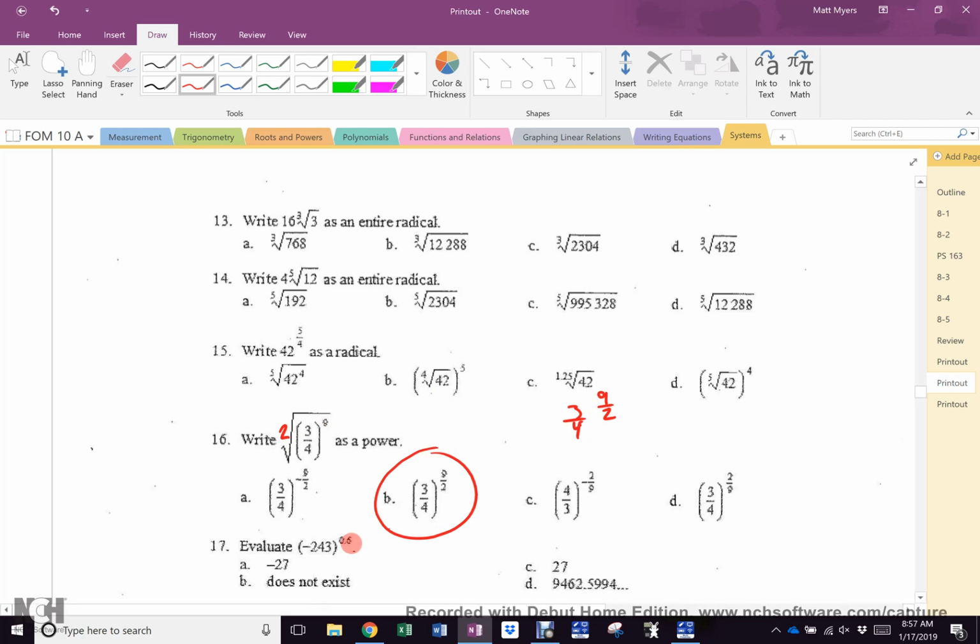17. That looks to me to be 0.6. I think. Right? It's hard to read. So that, okay, negative 243 to the 6/10, which is the 10th root of negative 243 to the 6th power, right? Can I have an even root of a negative number? No. So, it doesn't exist.